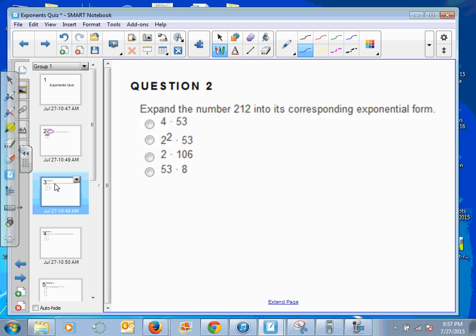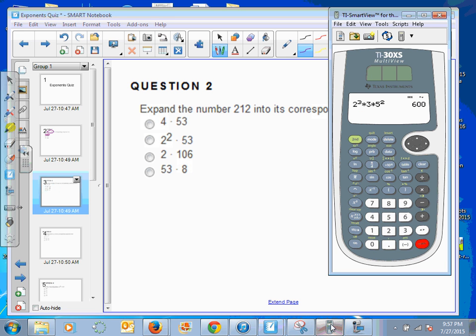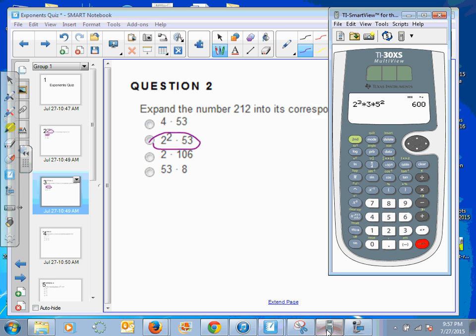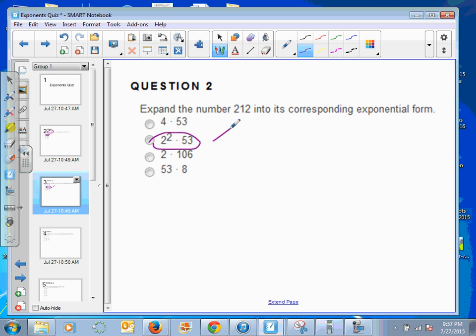Okay, now we're going to go the other way. You want to expand the number 212 in its corresponding exponential form. So we're really just going the opposite direction of what we were just doing. Typically with these questions, you're going to have an answer with an exponent in it. So I'm going to start with this one, and this is probably the answer. I'm not certain about it, but I'm guessing it is because it's the only one with an exponent in it. Let's see if that's equal to 212. So we'll go 2 squared times 53, and that does equal 212. So that is it. Very good.